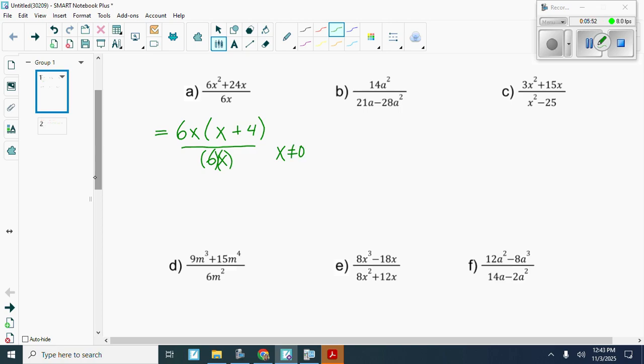Now, what if it was x squared, or x cubed, or x to the power 7? It's still just x on the bottom. So for those examples, it doesn't matter what the exponent is, it's still going to be x is equal to 0.